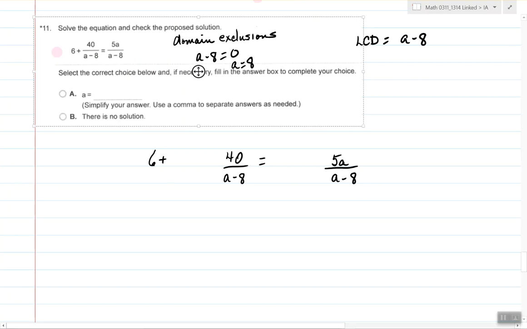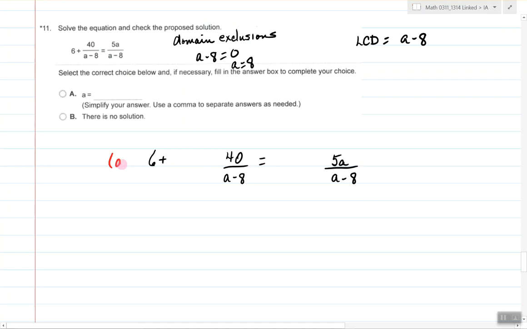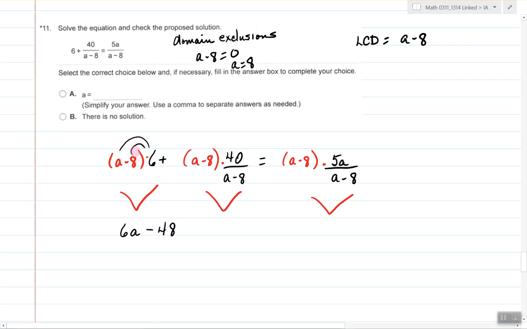I'm going to multiply by that LCD in red. So I'm going to multiply a minus 8 times the 6 and a minus 8 times that fraction and a minus 8 times that fraction. And I will need to look at each one of those. Here I'm going to use the distributive property. That's going to be 6a minus 48 because I multiplied by 6 plus those divide out and I have 40 equals those divide out and I get 5a.